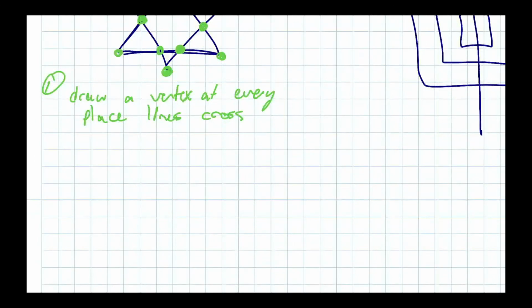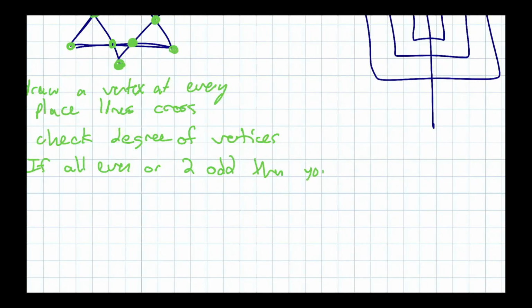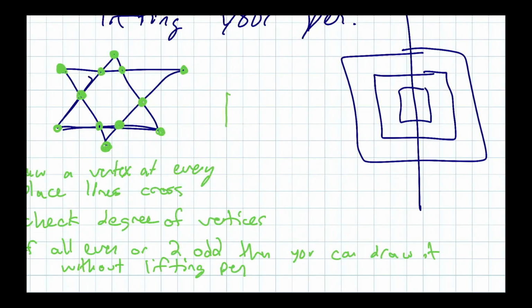Then what you want to do is check the degree of each vertex, just like we did on the previous problem. Check degree of vertices. And then if all even or two odd, then you can draw it without lifting your pen. Right. And then my little drawing looked like this or something. If you follow my strategy here, first of all, you can obviously draw this without lifting your pen because I did.